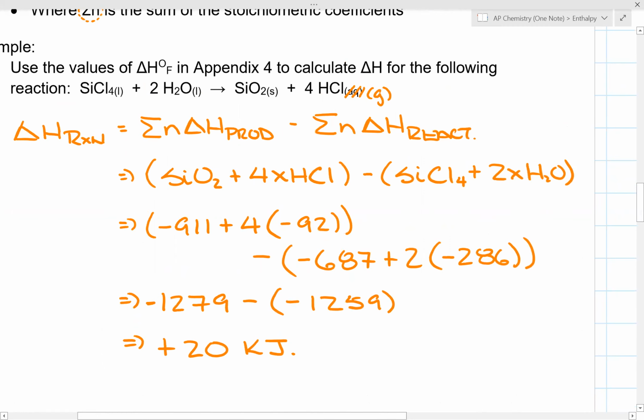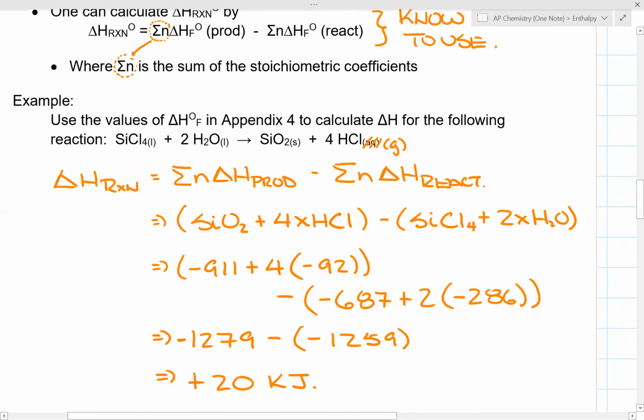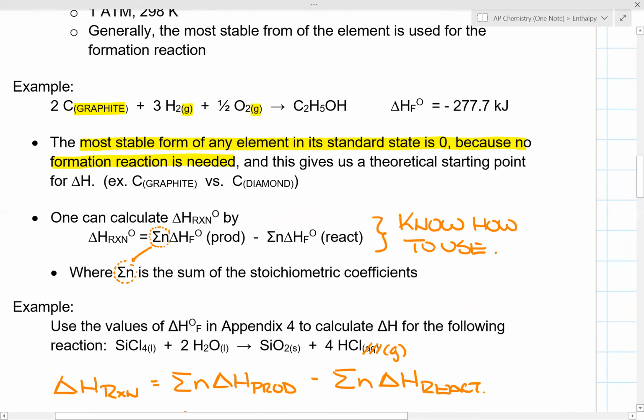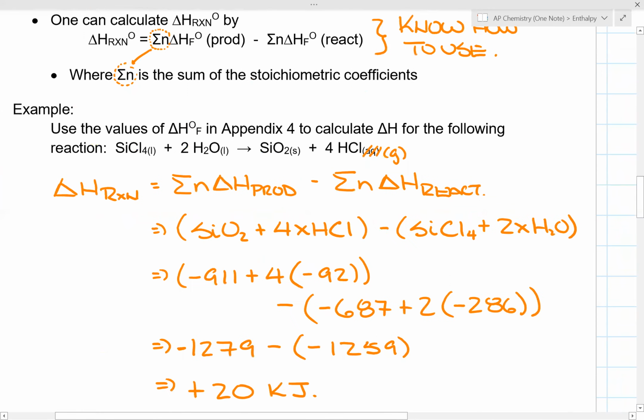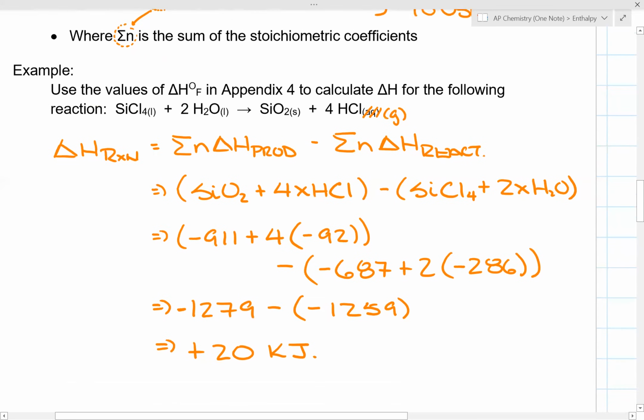Okay, so this is using the summation formula to calculate delta H. There are different ways of calculating delta H. We've done some in the other class, but this one uses the heat of formation for each of the different compounds, adding them together to figure out the heat of reaction for the overall reaction.